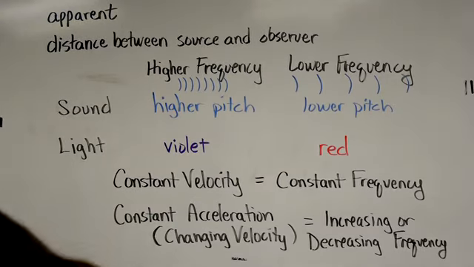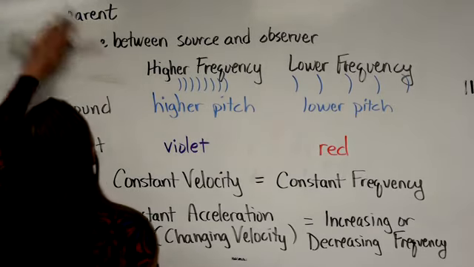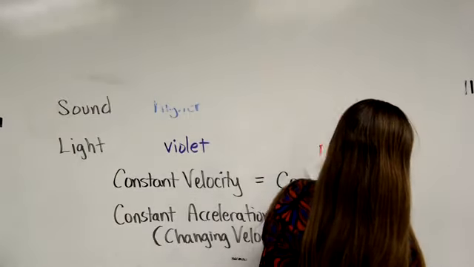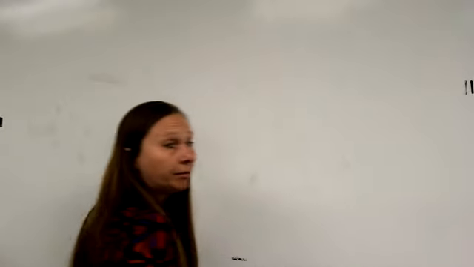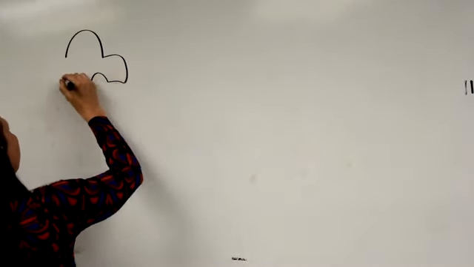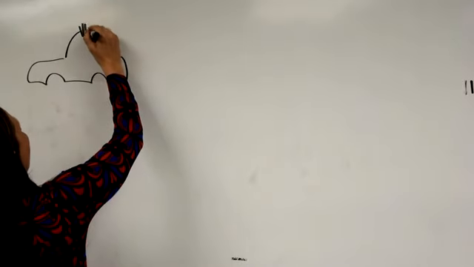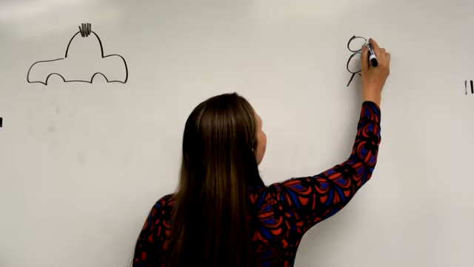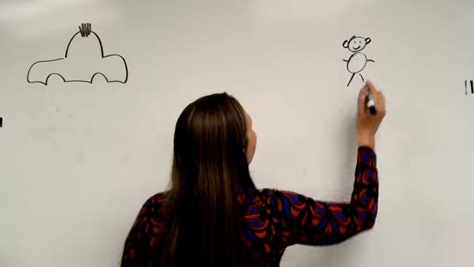Now, just a quick little review of the pictures. So you've got the pictures in mind of just the simplest examples, the change with a constant velocity. So here's the police car. Here's the observer. He's got ears, eyes.